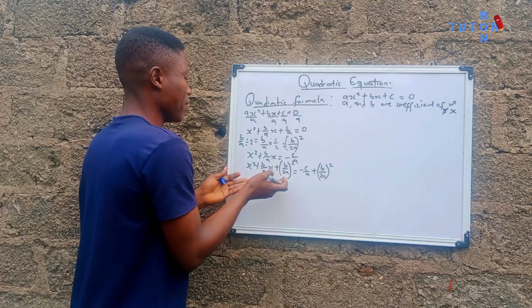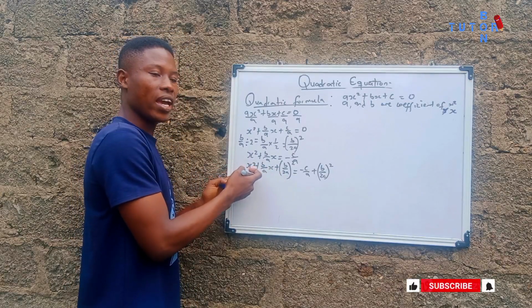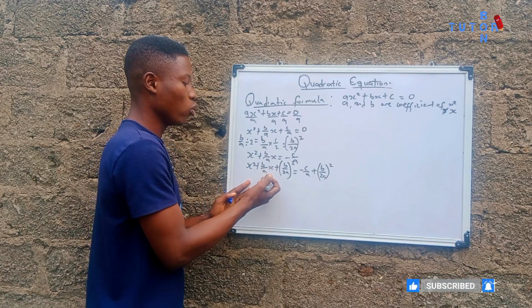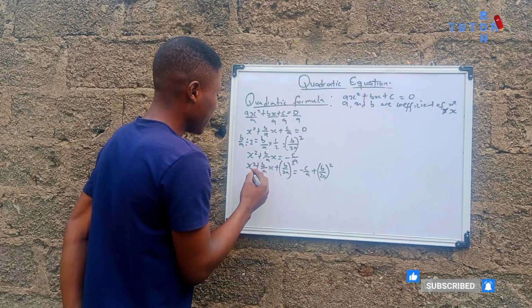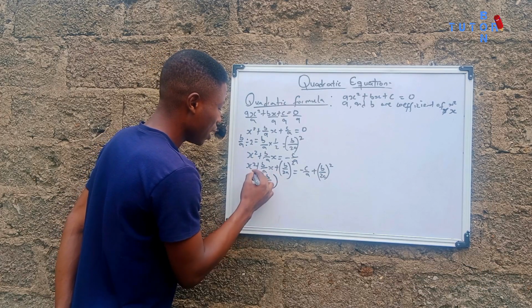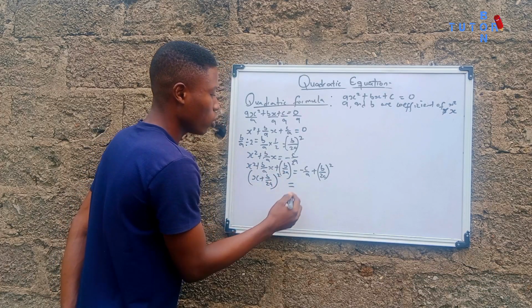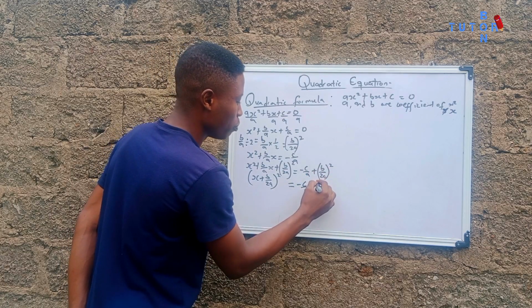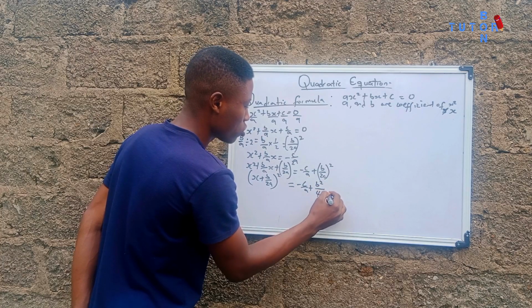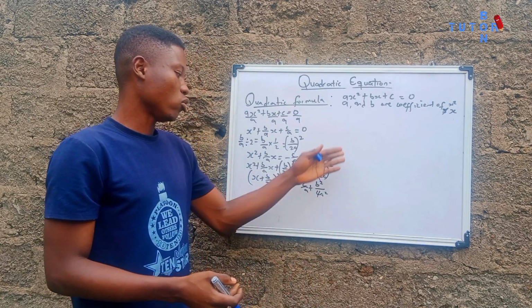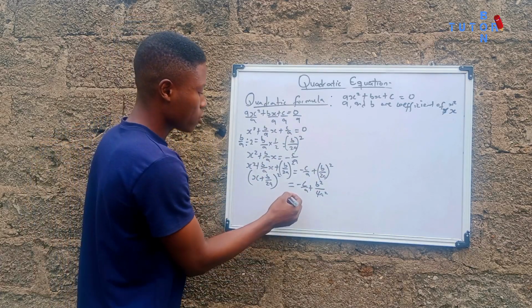So let's solve. I told you the last time that this left side is a perfect square. That is, if you expand it, you'll be having what we have in the middle here. That means we'll be having x plus b over 2a, everything squared, equals, you can open this by saying minus c over a plus b squared over 4a squared, because 2a squared gives you 4a squared, and you have b squared.